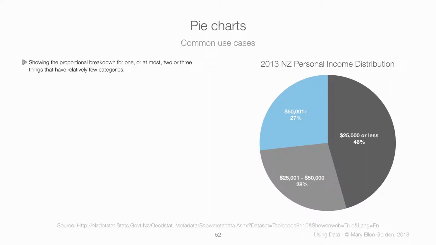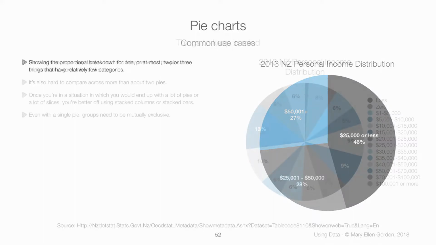Now let's talk about pie charts. The most common use cases for pie charts are showing the proportional breakdown for things that have a relatively small number of categories, as here we're showing just three income groups, and where we're comparing only maybe just within that one grouping and showing how it's broken down, or maybe we're doing a comparison across two or at the most three things. As soon as we're getting beyond that, we want to consider a different type of chart.